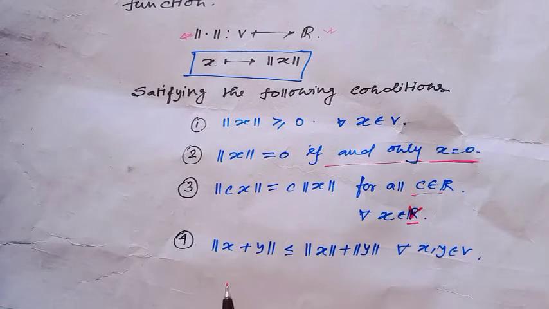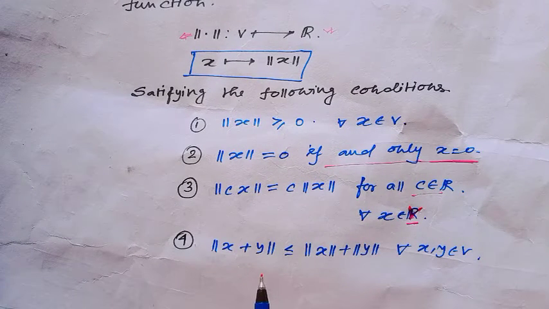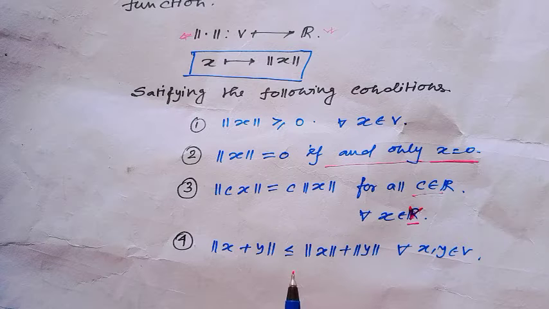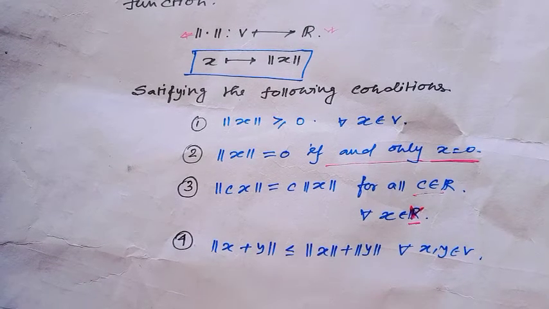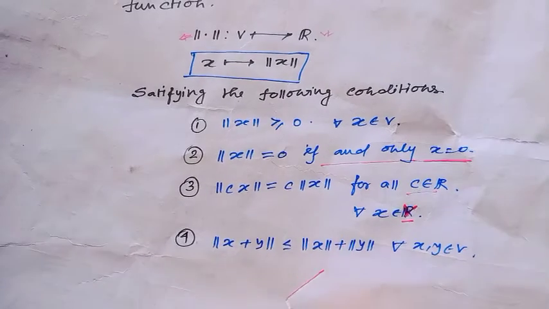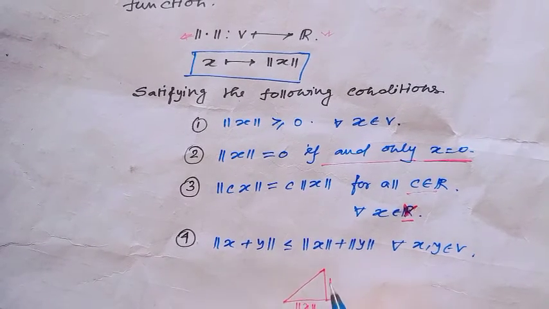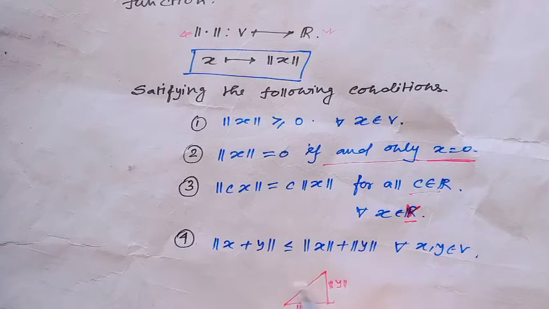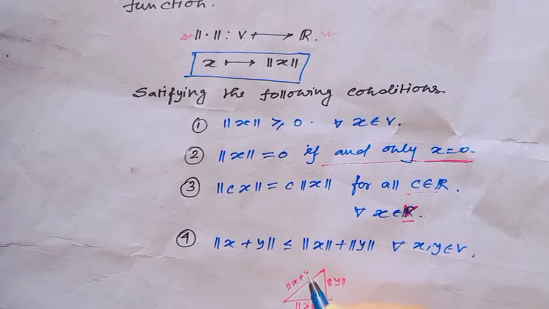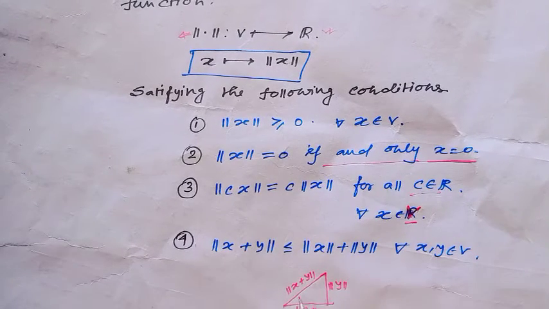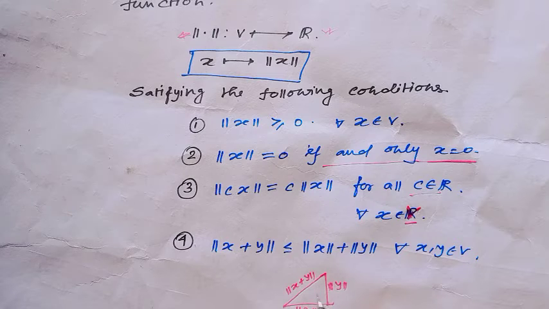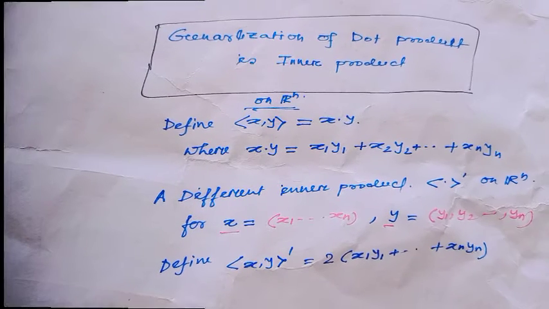And fourth condition, the triangle inequality: norm of x plus y is less than or equal to norm x plus norm y, for all x, y belonging to the vector space V. This is actually the triangle inequality. This is norm x, this is norm y, and this is norm of x plus y. By the triangle inequality, this is always true: norm of x plus y is less than or equal to norm x plus norm y.